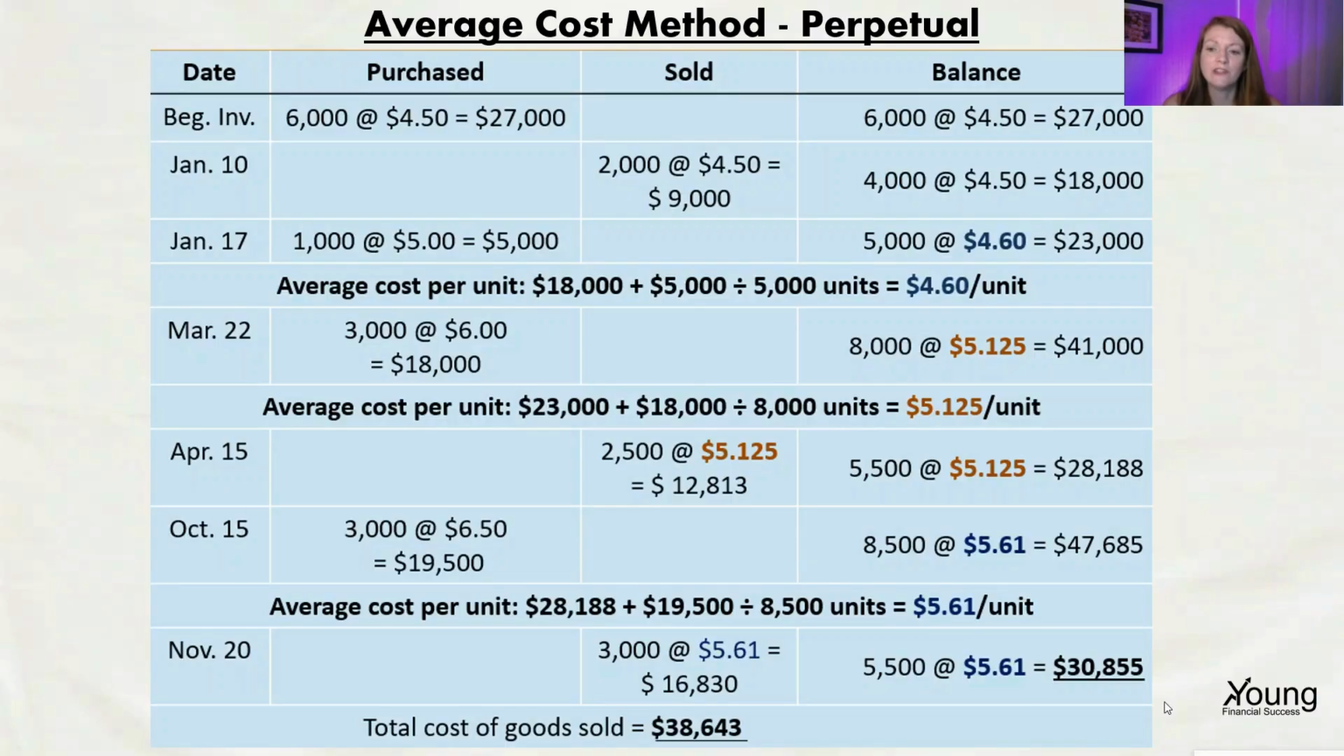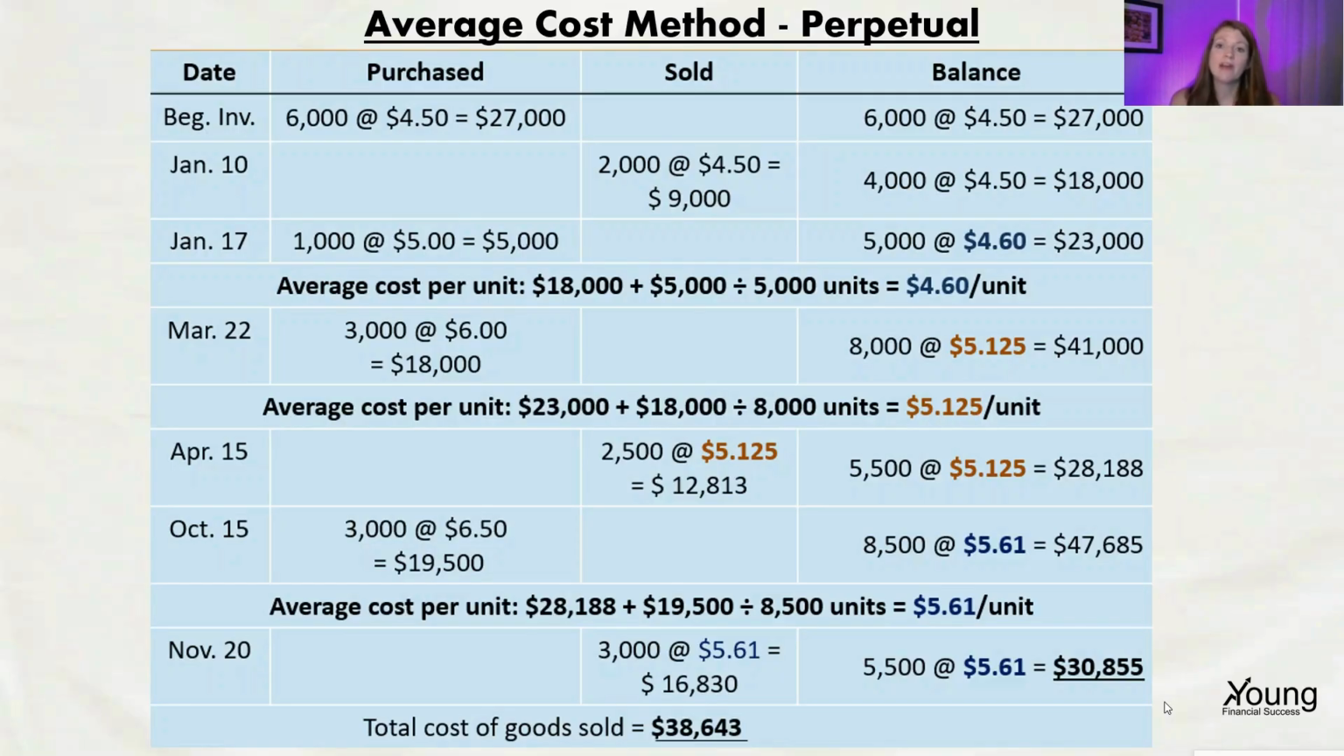$47,685 in ending inventory. Then November 20th, when we sell more, we don't have to recalculate the average. We just say we sold the 3,000 at that cost that we just calculated. So total cost of goods sold on November 20th was $16,830. The 5,500 units that are left over are going to stay at that $5.61 until we purchase more, which we're not going to do in this chapter.